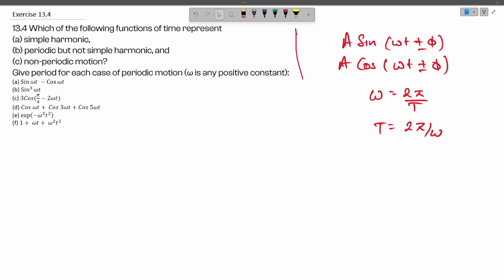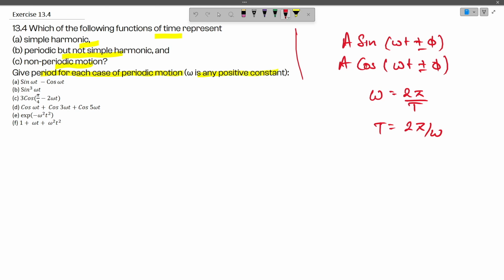The question here says: which of the following functions of time represents simple harmonic motion, periodic but not simple harmonic motion, and non-periodic motion. We also need to give the period for each case of periodic motion. Here omega is a positive constant.